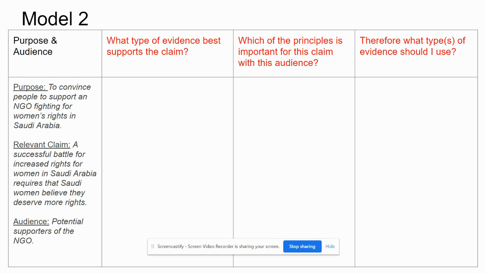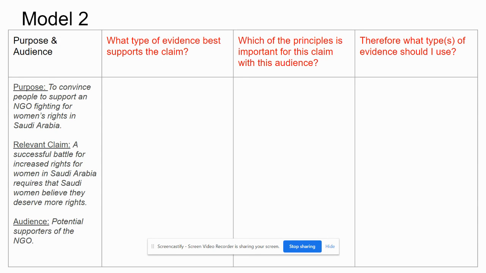So the purpose in this case is to convince people to support a non-governmental organization fighting for women's rights in Saudi Arabia. One of my grade 10 students who wrote this essay made a number of claims in the essay. One of those claims in support of this purpose was a successful battle for increased rights for women in Saudi Arabia requires that Saudi women believe they deserve more rights. And the audience for this particular piece of work was potential supporters of the non-governmental organization.